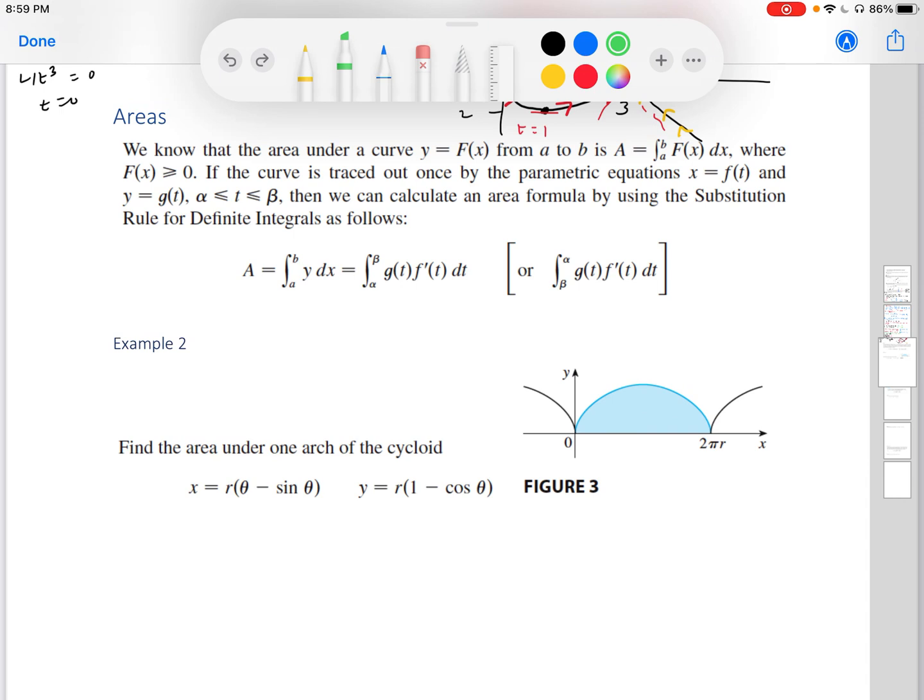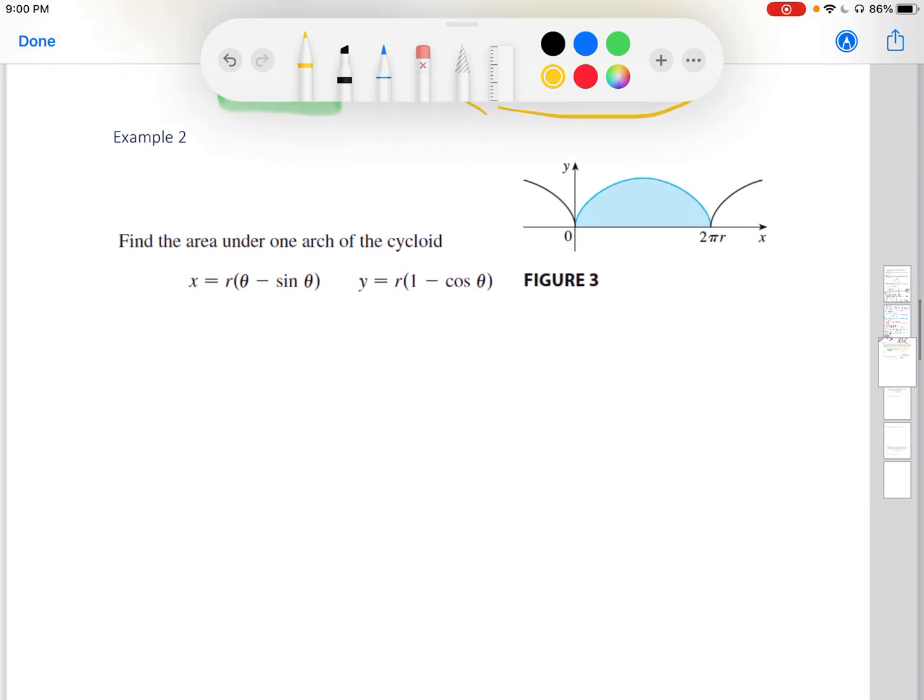So we have A is equal to the integral from b to a of y dx. And we said y is our function g of t, so we have g of t. And dx, the derivative of x, would be f prime of t dt. Or, in summary, we have this conclusion: it's the integral from alpha to beta of g of t times f prime of t dt.